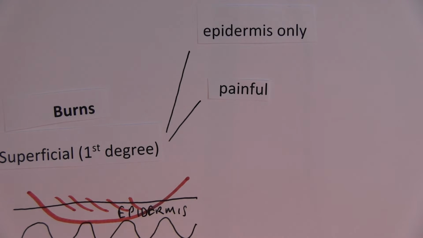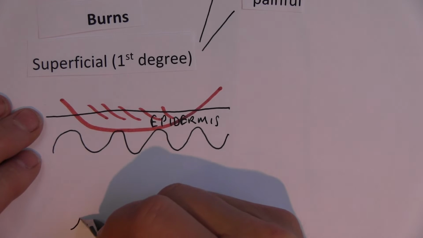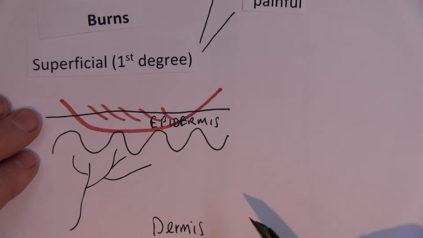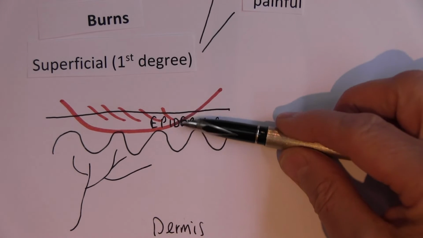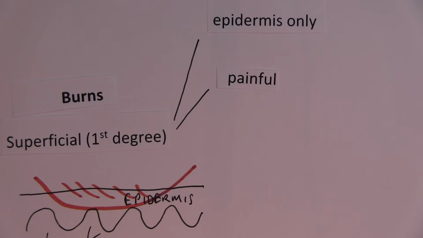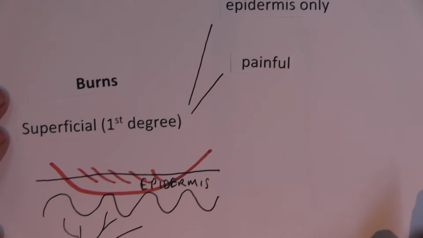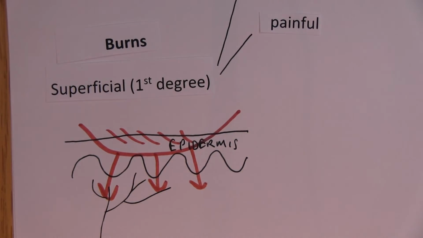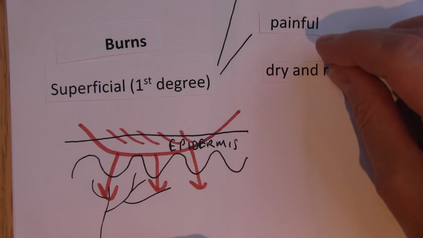Now you might remember that we said the nociceptors are found in the dermis, not in the epidermis above. And yet here I'm telling you that superficial epidermal burns are painful. Well, the reason is that burns cause a lot of inflammation, and the inflammation will go down from the burnt area in the epidermis and start affecting the nociceptors in the dermis. So they're still very painful injuries. And they also tend to be dry and red.